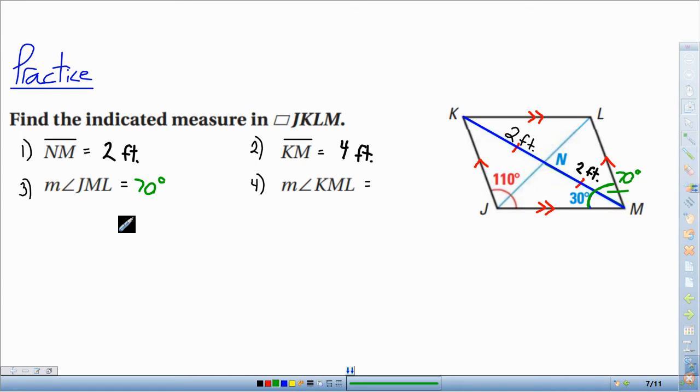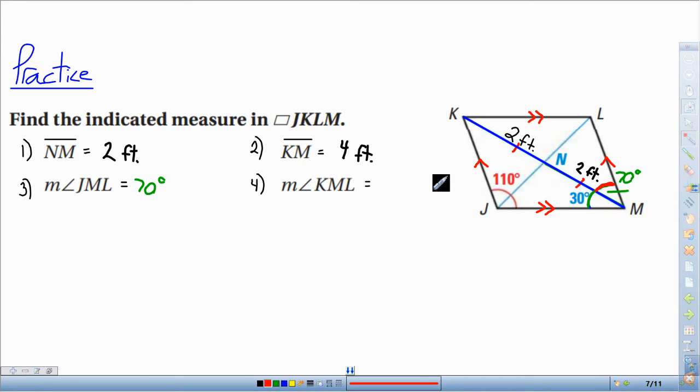Okay. Now this leads us to question number 4. They're asking us for the measure of angle KML. Let's first figure out where that's at. Right, so KML, I'm starting at K, going around M to L. That is this part of my angle that we're looking for. So this is what we're looking for on number 4.